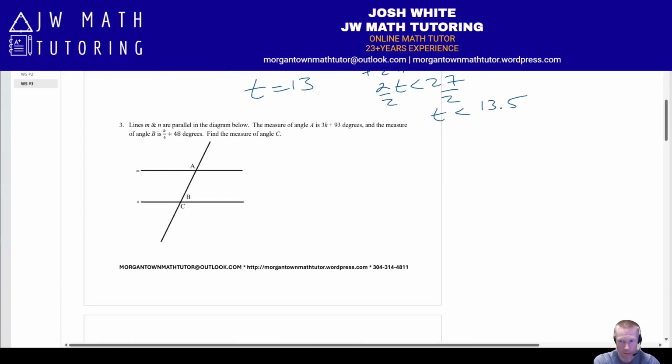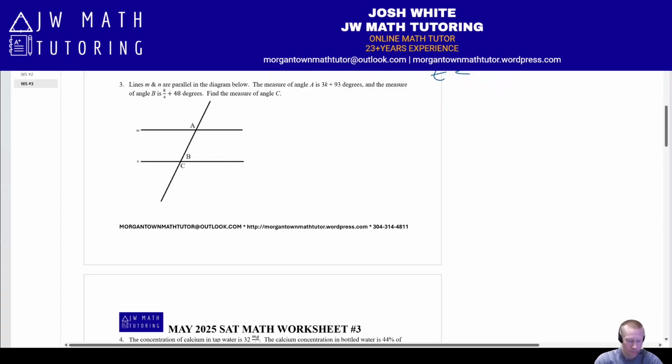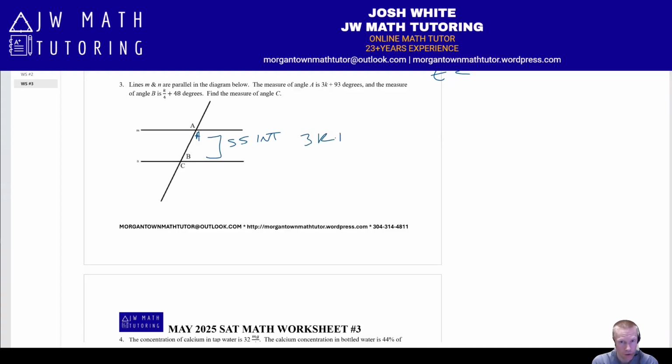All right, let's look at problem 3 at the bottom of the page. This is a geometry problem where we have some parallel lines. In this diagram, notice that A and B don't appear to have any special relationship as a pair of angles. However, A is a vertical angle to this angle right here, so this angle will also have the measure of A, the 3k plus 93. Now we have a pair of same side interior angles, A and B, which means they're supplementary. They will add up to 180.